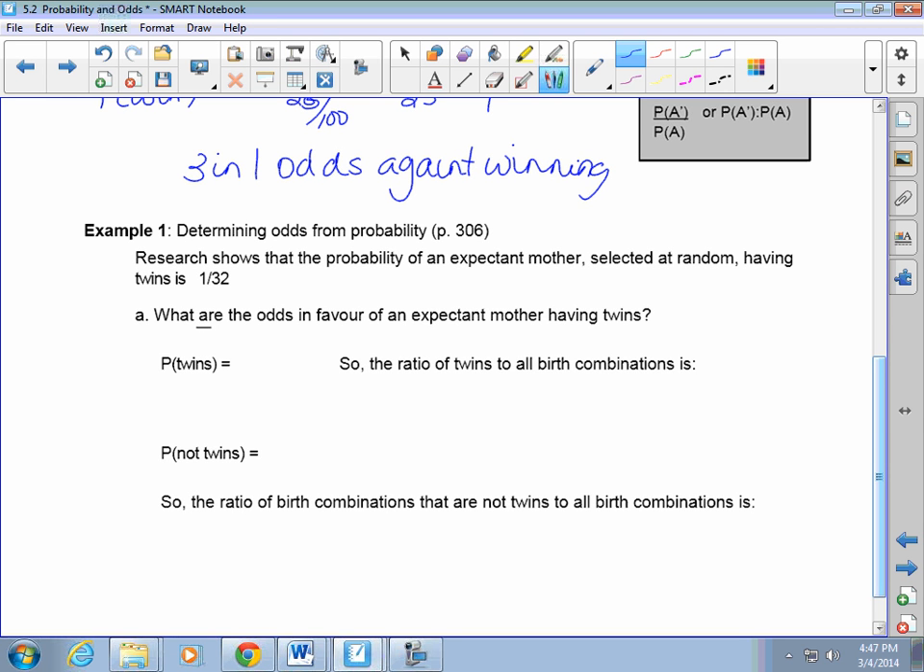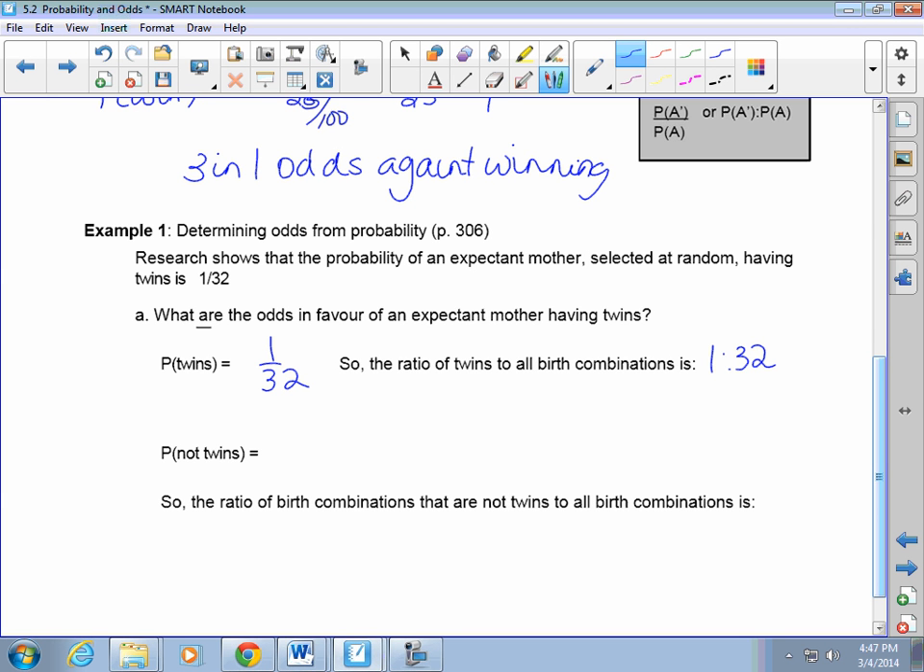So example 1 says, research shows that the probability of an expectant mother selected at random having twins is 1 out of 32. So it says, what are the odds in favor of an expectant mother having twins? So probability of them having twins, according to this research, is 1 out of 32. So the ratio of twins to all birth combinations is 1 to 32.